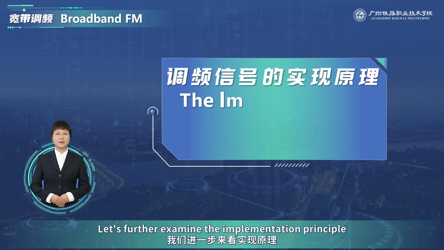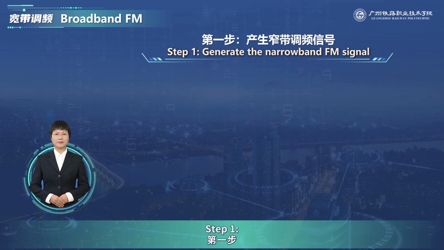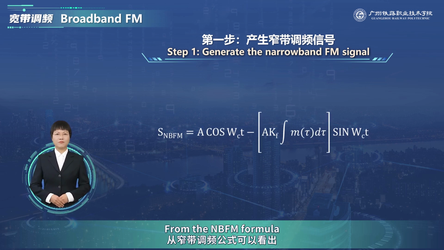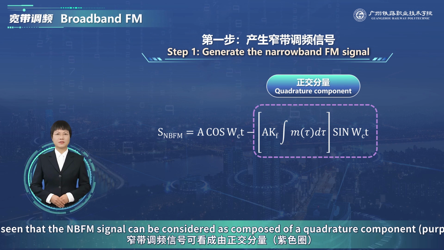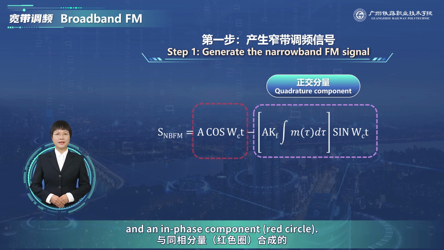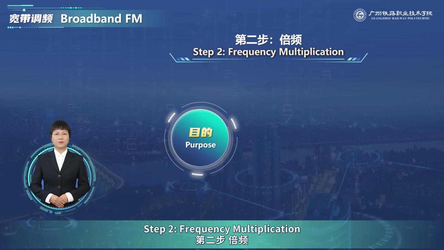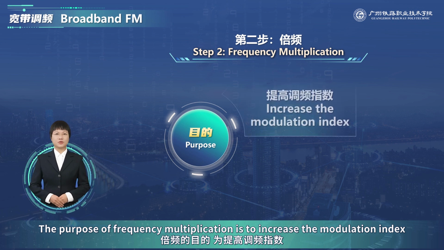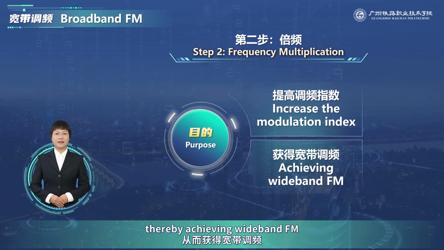Let's further examine the implementation principles. Step 1. Generate the narrowband FM signal. From the NBFM formula, it can be seen that the NBFM signal can be considered as composed of a quadrature component, purple circle, and an in-phase component, red circle. Step 2. Frequency multiplication. The purpose of frequency multiplication is to increase the modulation index, thereby achieving wideband FM.